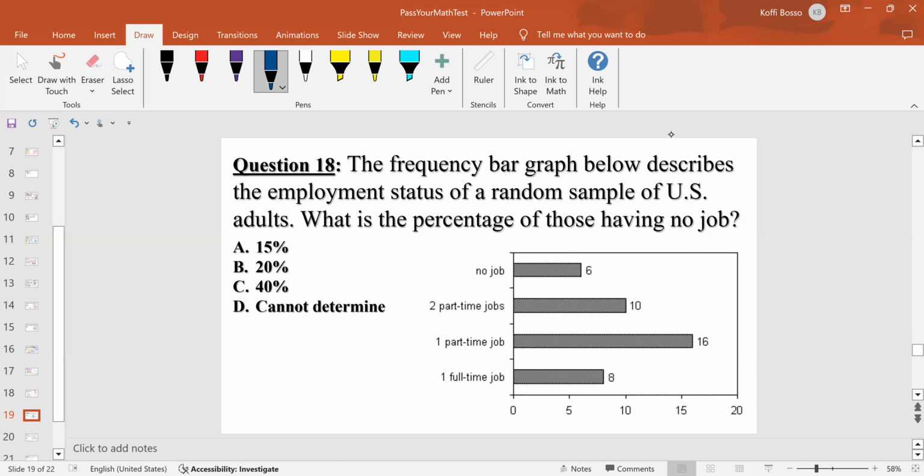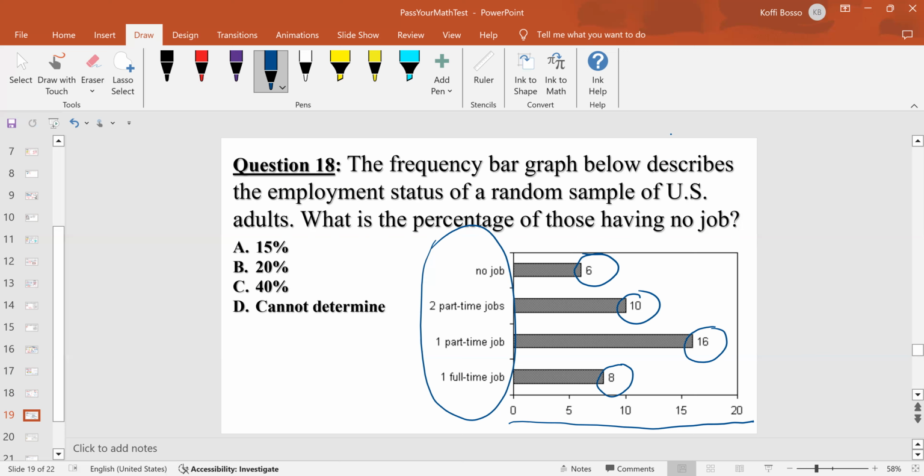What is the percentage of those having no job? Let's understand this. On the left side, we have no job, 2 part-time jobs, 1 part-time job, and 1 full-time job. At the bottom, we have these numbers, 0, 5, 2. This represents the number of people. To be specific, the 6 here tells you that for no job we have 6 people, 10 people with 2 part-time jobs, 16 with 1 part-time job, and 8 with 1 full-time job.